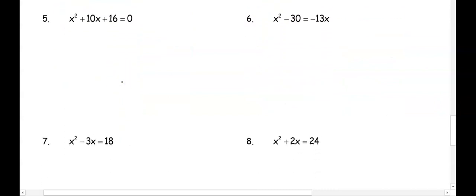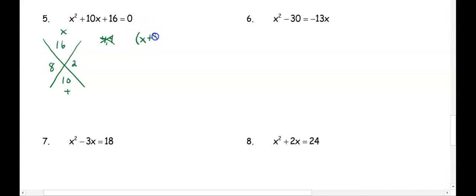In number 5, we have x squared plus 10x plus 16 equals 0. So we need two numbers that multiply to 16 and add to 10. The first two numbers I think of are 4 and 4, but 4 plus 4 does not equal 10, it equals 8. So that can't work. So we need two different numbers. So we are going to do 8 and 2.